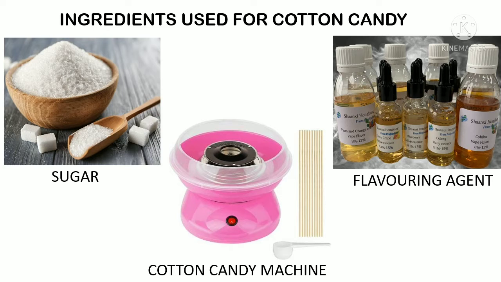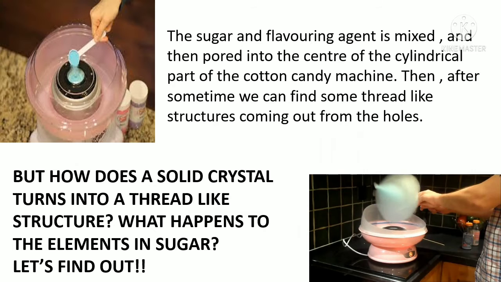To make cotton candy, you need just 3 ingredients. Especially you'll be needing 2, that is a cotton candy machine and sugar. And of course, if you want, you can add a flavoring agent or coloring agent. Now let's see what happens. The sugar and the coloring agent are mixed so that you will get a color. Let's say it is a blue color.